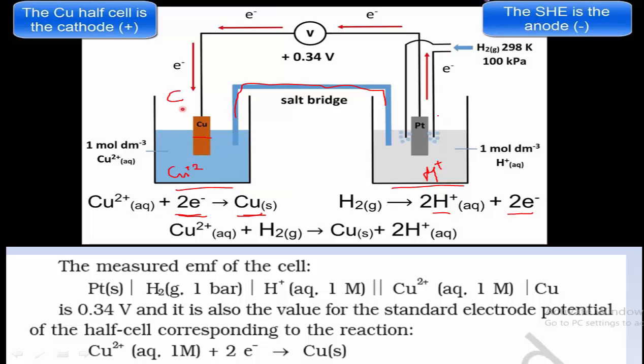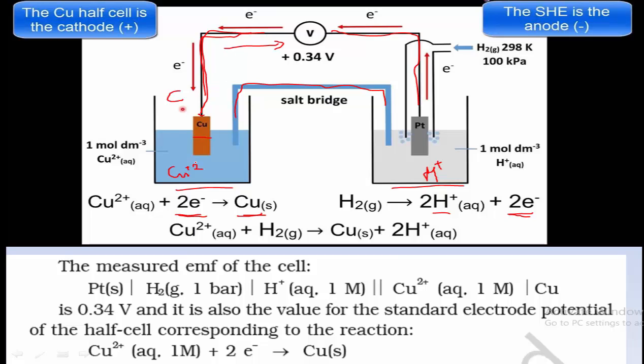Hydrogen gas is passed here and that hydrogen will give H plus ions along with the liberation of two electrons. Those two electrons will flow through this wire and they will move to this cathode, and there the copper gains the electrons and the flow of electrons takes place in this direction. So the flow of current will be in this direction, that is from cathode to anode the flow of current takes place, and from anode to cathode the flow of electrons takes place.